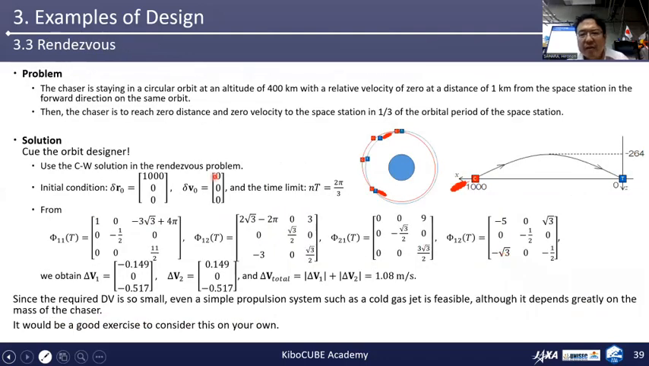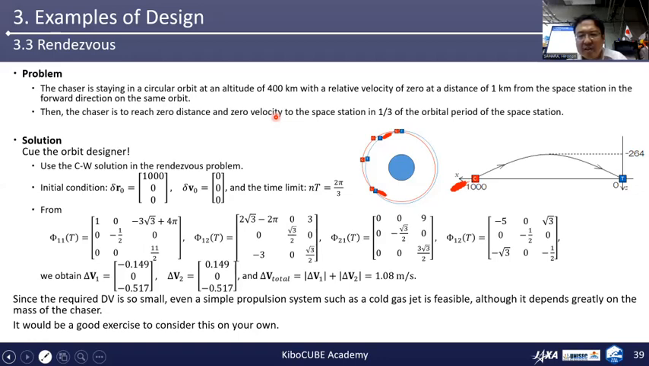Finally, let's address the rendezvous problem. To find the required velocity increment in a rendezvous problem, it is very convenient to use Hill's equation. The details should be studied in the course of orbital mechanics, but by using Hill's equation, it can be assumed that there is no external force immediately after the injection. And the velocity increment can be easily obtained from the exact solution.